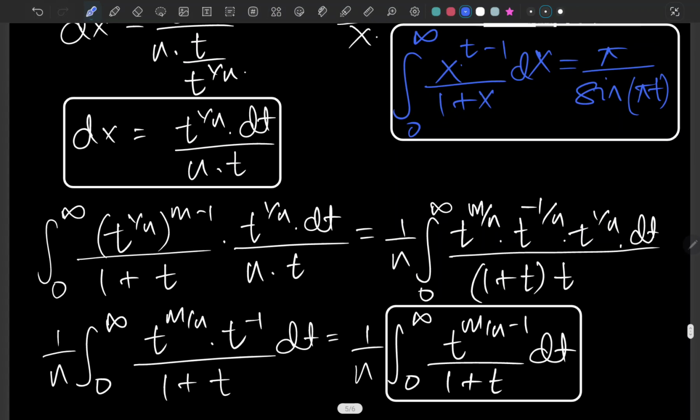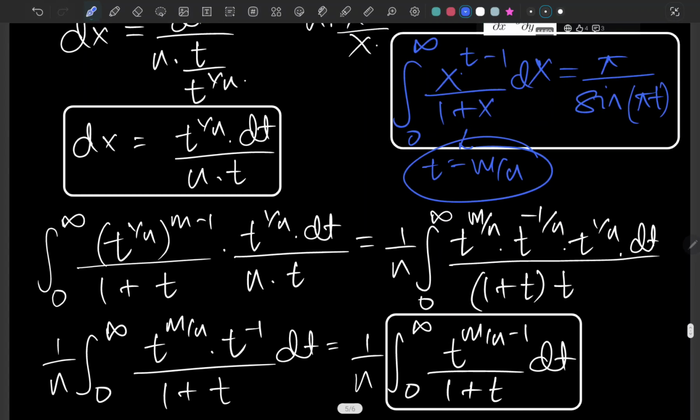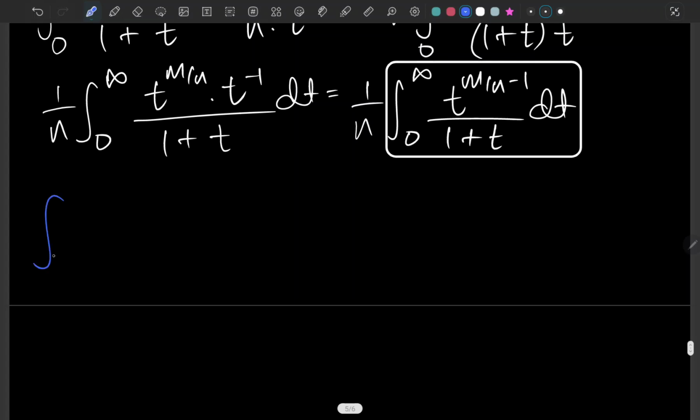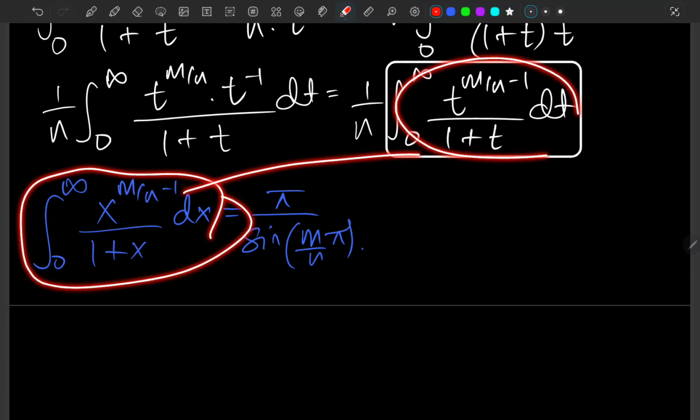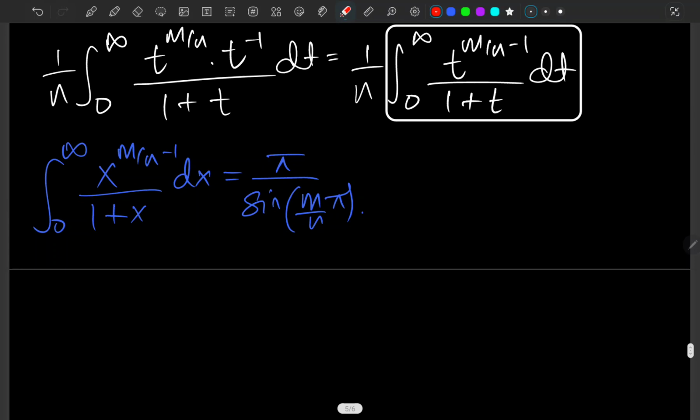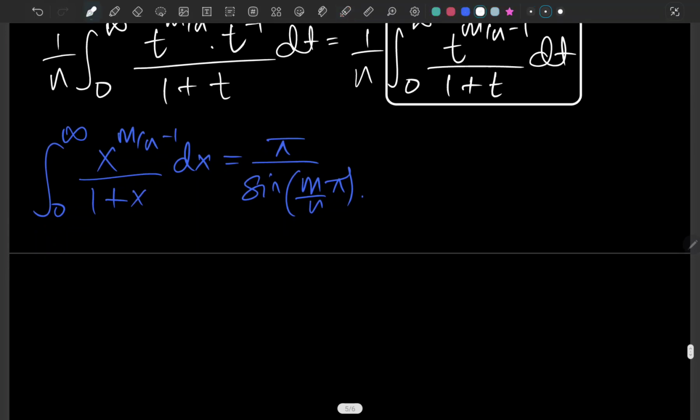So if we consider writing t equals m over n here, then exactly that integral, the integral from 0 to infinity of x to the m over n minus 1 over 1 plus x dx, equals pi over sine of m over n pi. Look at this integral. This is the one that we have reached up to. Wow, this is really crazy, isn't it?